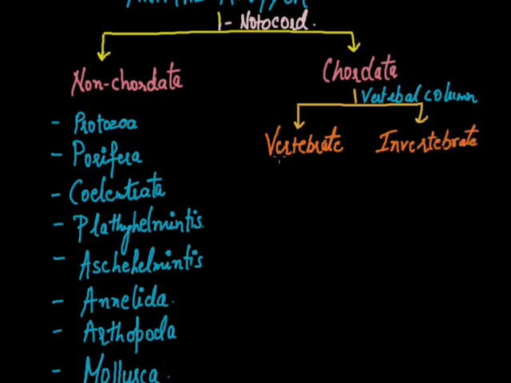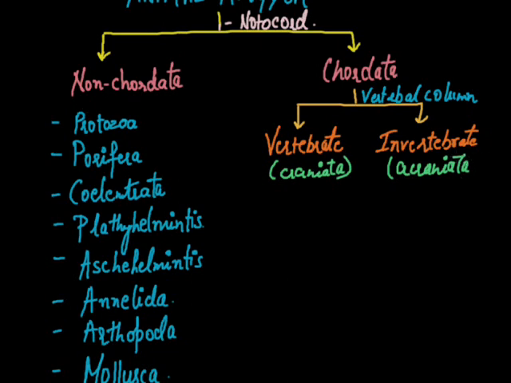Vertebrates have a vertebral column and their brain is covered in a cranium, so they are called craniata. Next, invertebrates: the brain is not covered with a cranium, so they are called acraniata.